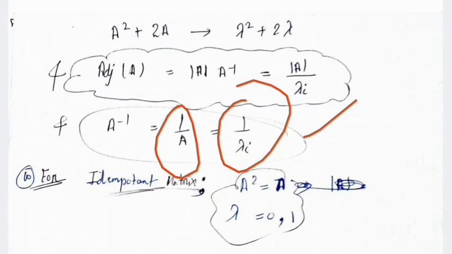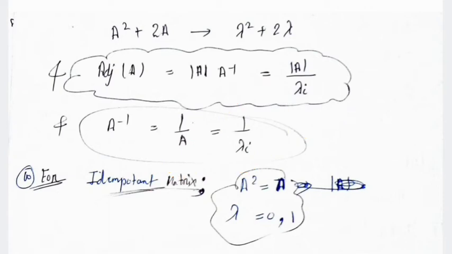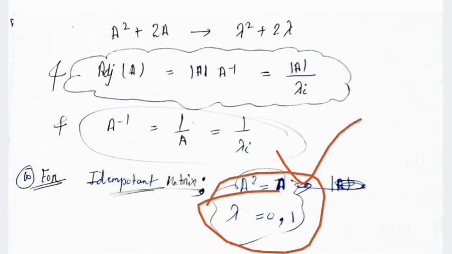Okay, next is the idempotent matrix. In the case of the idempotent matrix, A square is equal to A, so we easily say that the eigenvalues are 0 and 1 in the case of an idempotent matrix.